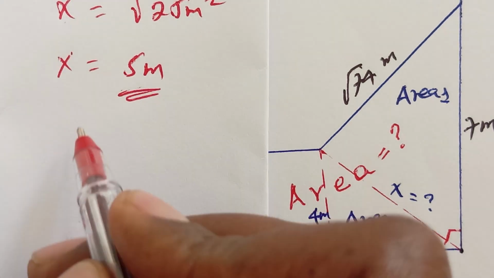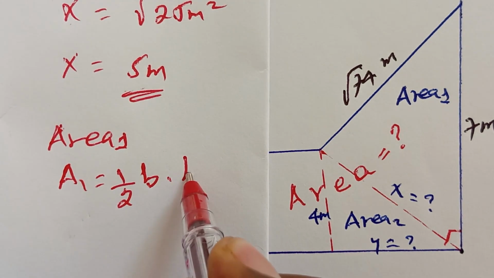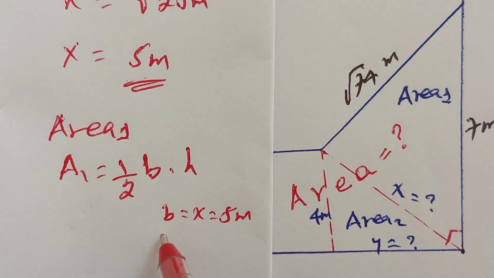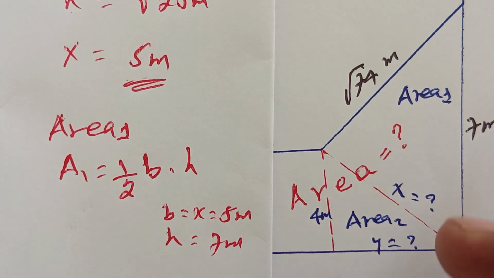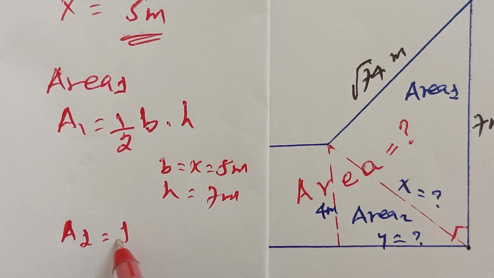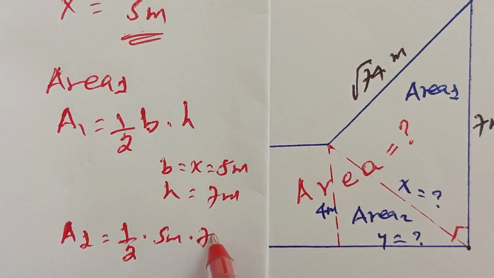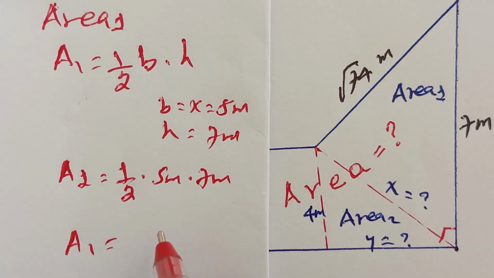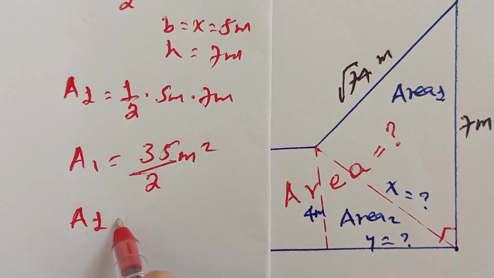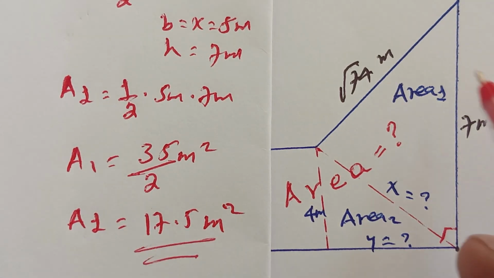Based on this, area 1 is equal to half of base times h. Base means x, which is equal to 5 meter, and h is equal to 7 meter from this. So area 1 is equal to half times base 5 meter times h 7 meter. Area 1 is equal to 35 over 2, which is equal to 17.5 meter square. So this is area 1.